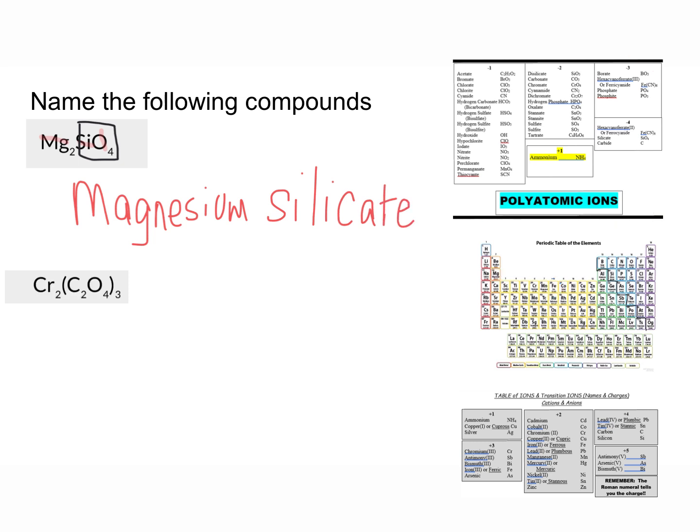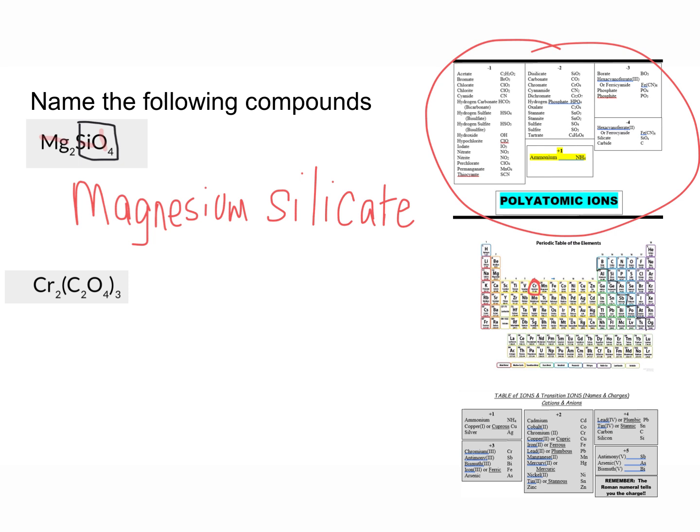Okay, let's try one more. We have Cr2 and then parentheses C2O4 close parentheses 3. Okay, so the parentheses are going to be a big hint to you that, again, you're going to need to use this polyatomic ion chart. But let's start with Cr.